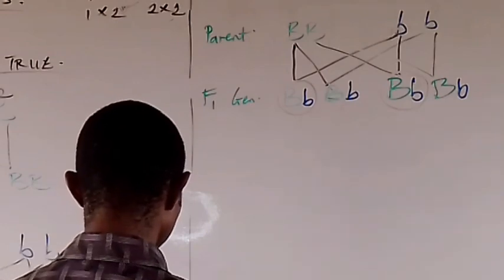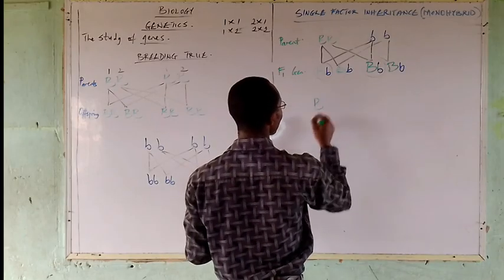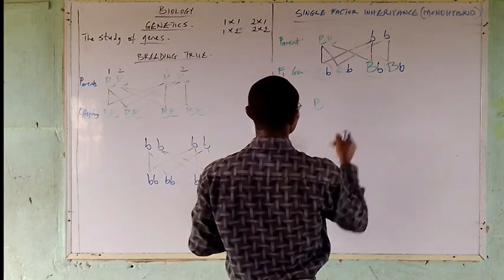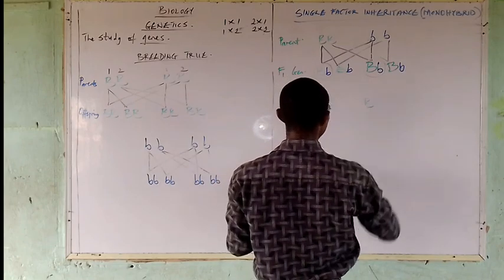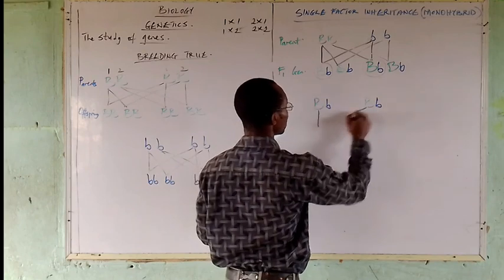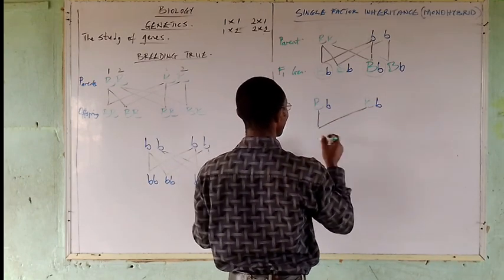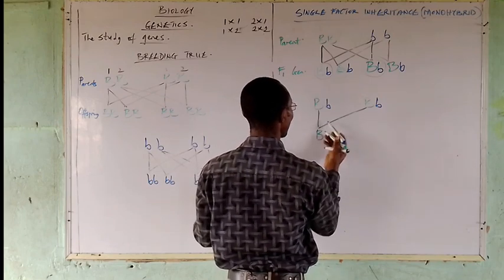So we are having traits that look like this. We have capital B, small b, capital B, small b, and then capital B, small b. We have this reacting with this, so from that, we'll be having this, capital B and capital B.